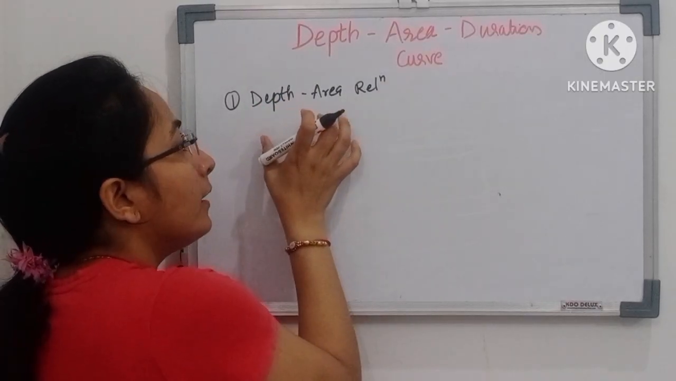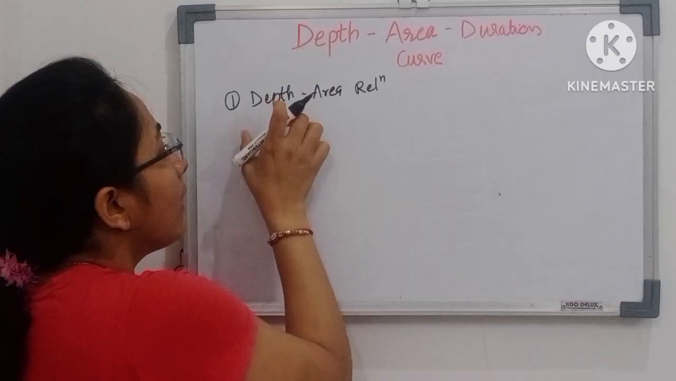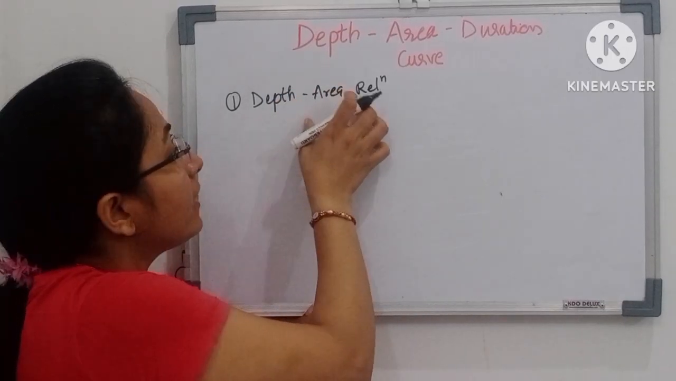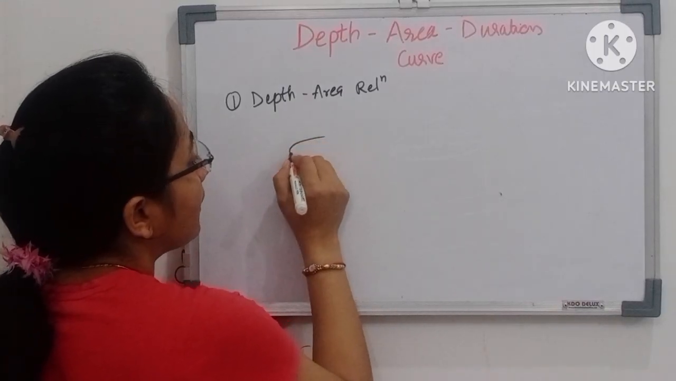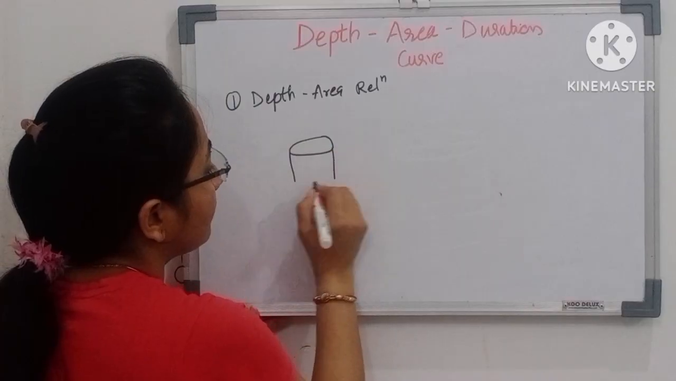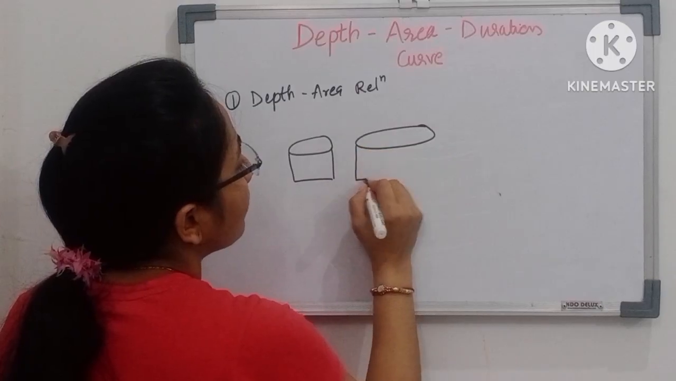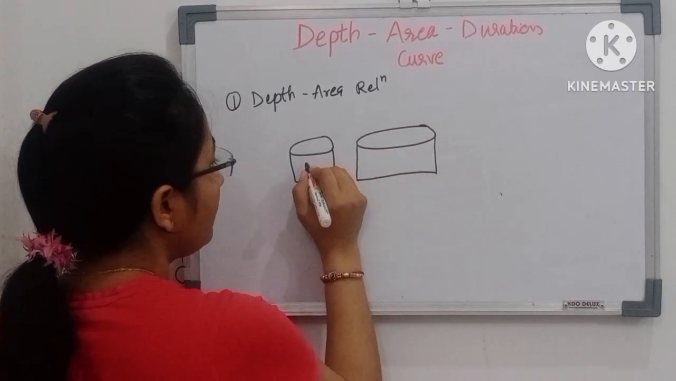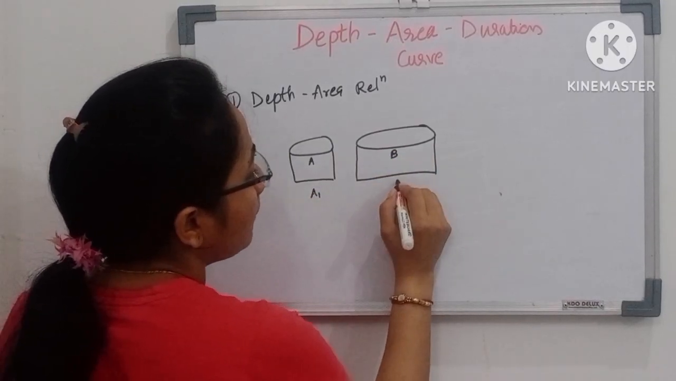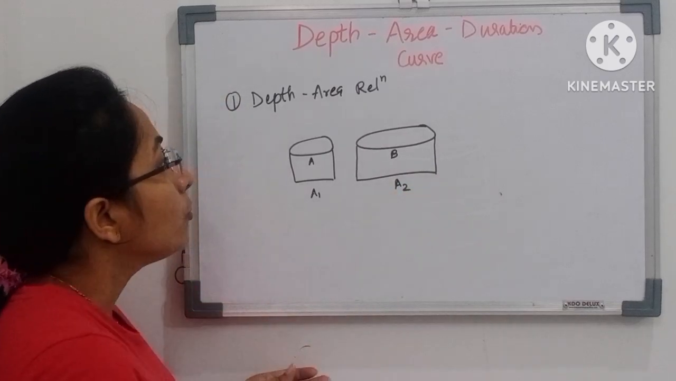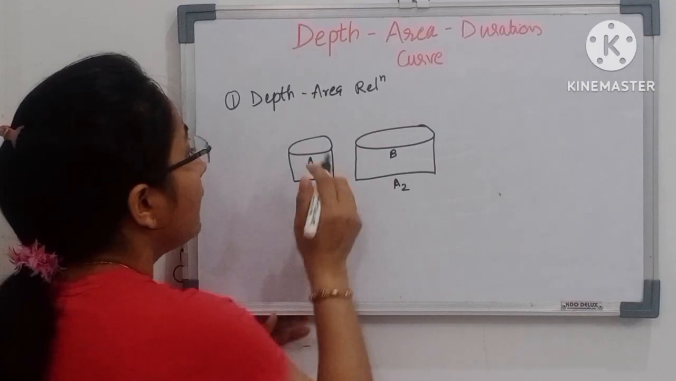So depth and area have an exponential relationship. The depth decreases with increase in area, and we can see this by an example. Like, this is container A and this one is container B, both having different area. The area of container A is A1 and container B is A2. So if we pour the same amount of rainfall in both containers, then what will happen?